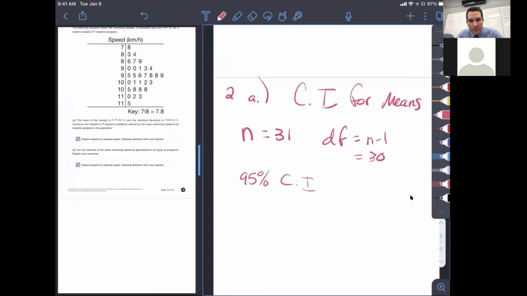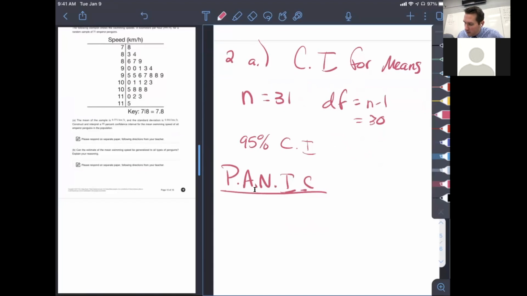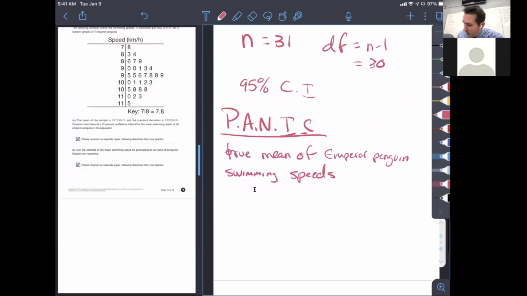When we are doing this, many of you are going to want to jump straight into the answer, but make sure that you panic first. When you are building a confidence interval, it's not good enough to just write out what the numbers are. You need to justify how you can build this interval. So first off, the parameter of interest is the true mean of emperor penguin swimming speeds. So that's my parameter of interest, then my assumptions and conditions.